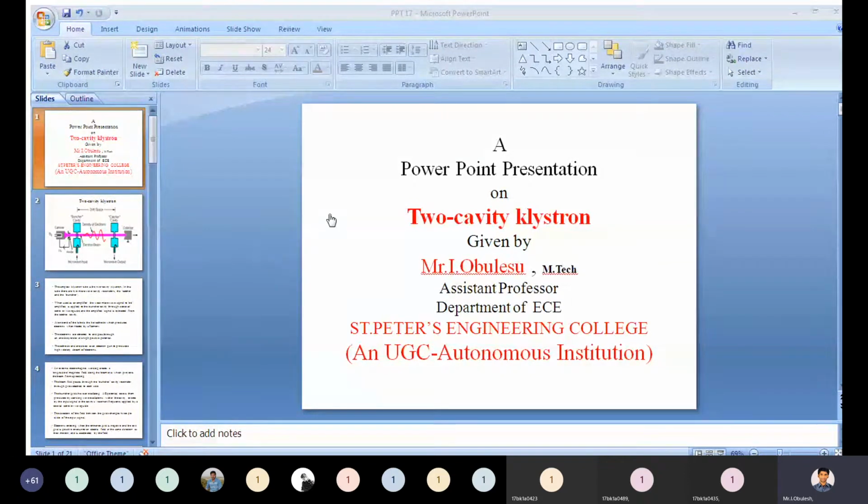The direction of the field between the grids changes twice per cycle of the input signal.